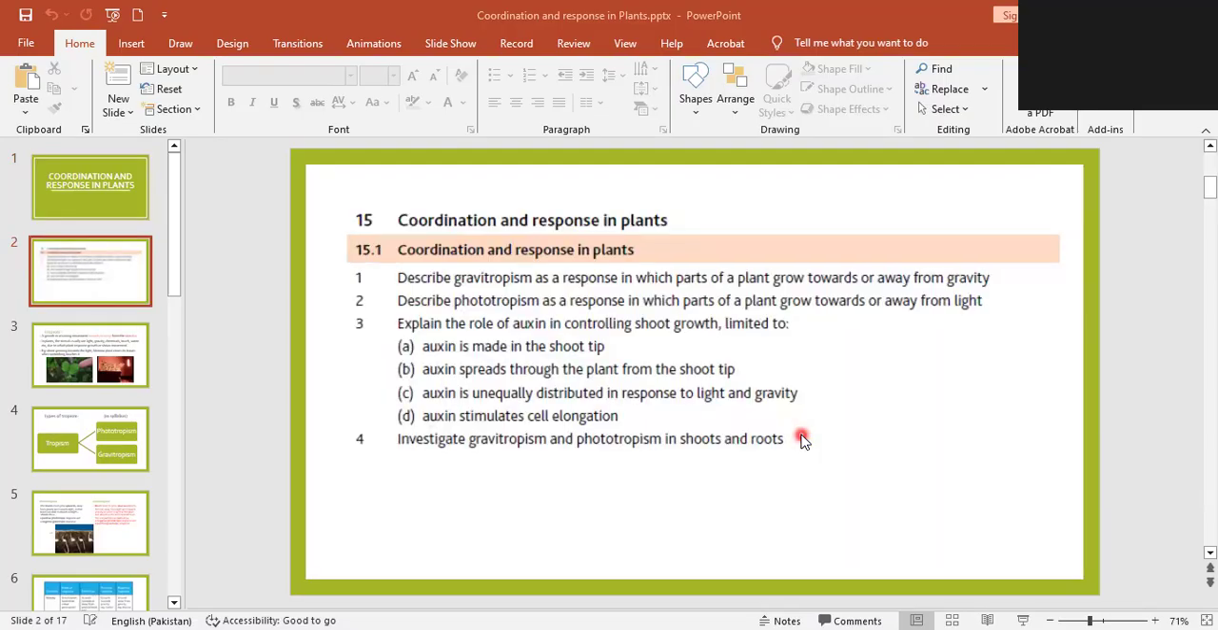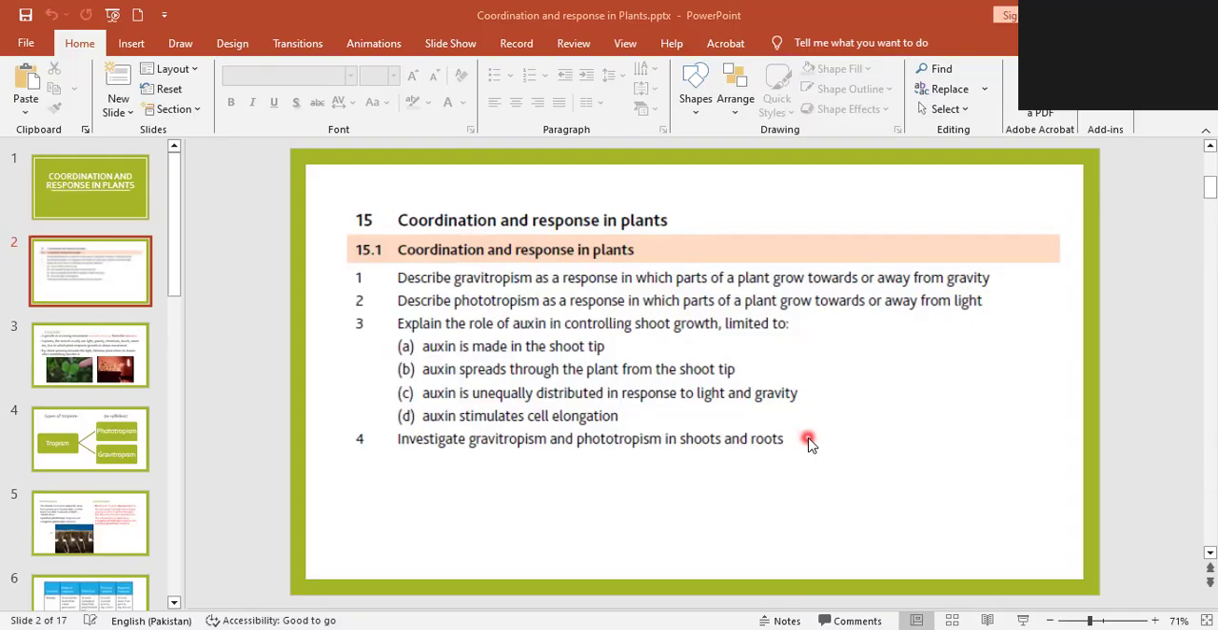These are the learning objectives, what we are going to focus on. Before going into that, what kind of changes or what kind of stimulus can occur on the plant towards which they respond, right?